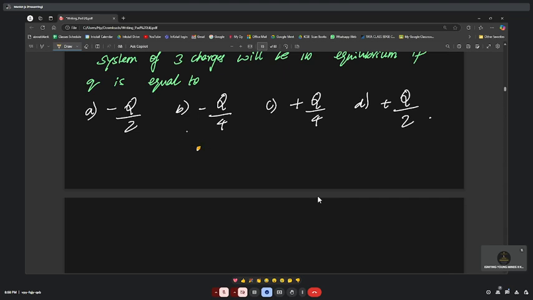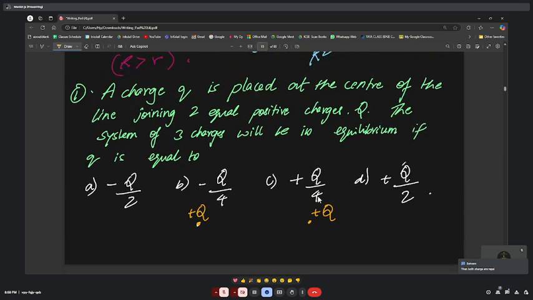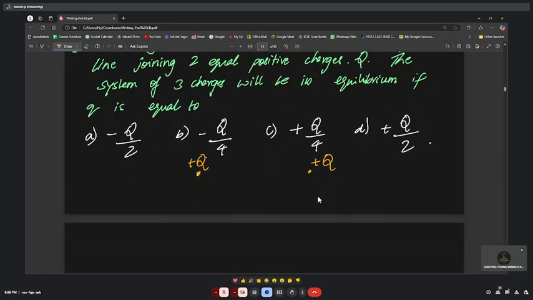So I'll tell you how. Here you have a plus Q charge, and then you also have another plus Q charge. Two positive charges are there like this. This is our figure. So you have two equal positive charges, and you are having a charge q that is placed here. One charge is placed here.